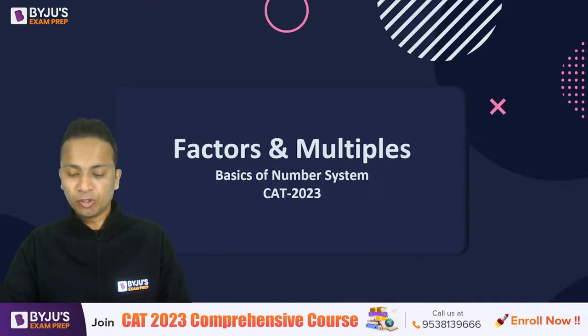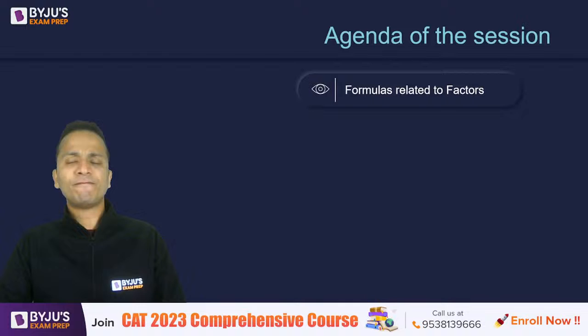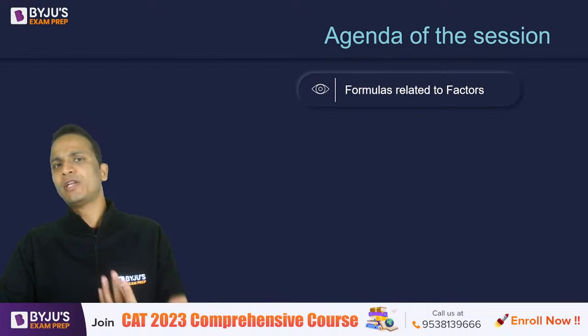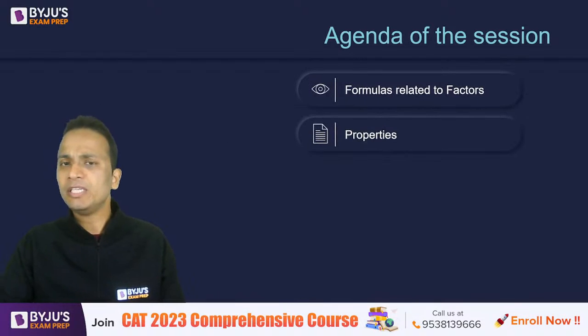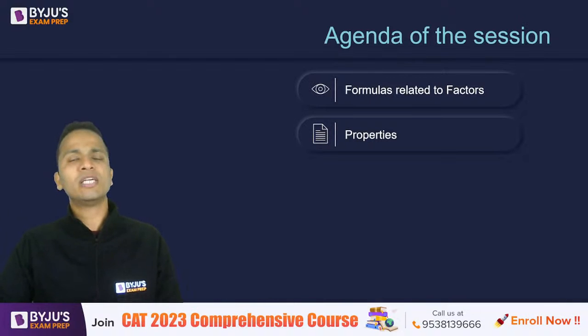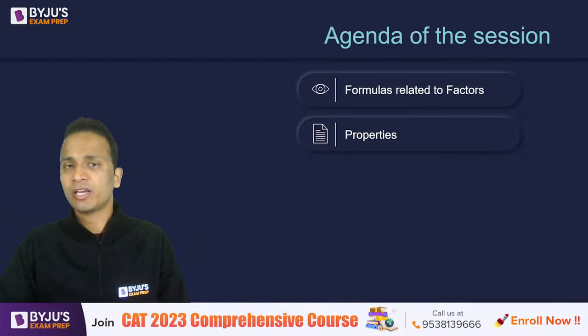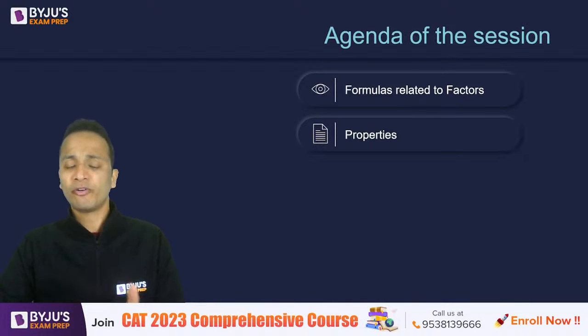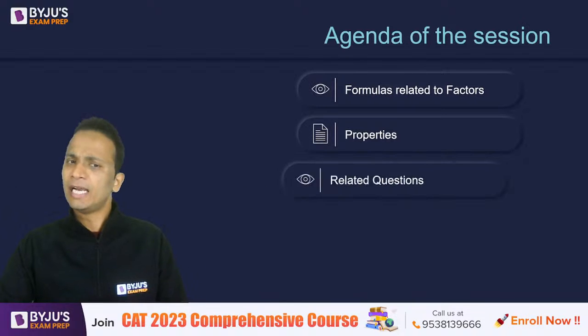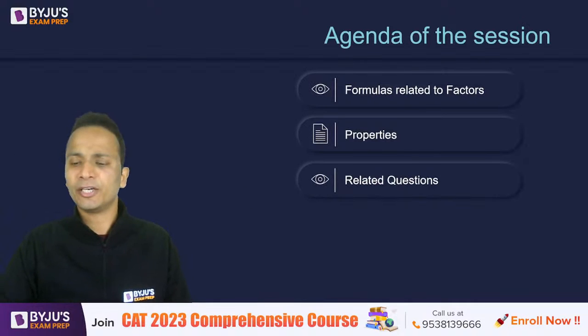So I'll quickly put forward the agenda of this session. We'll start with the formulas related to factors. First of all, I'll tell you what the factors of a number are. We'll talk about the different properties related to the factors of a number. Then we'll come to the different formulas required to find the number of factors as well as the other formulas related to factors. And then we'll solve some related questions.